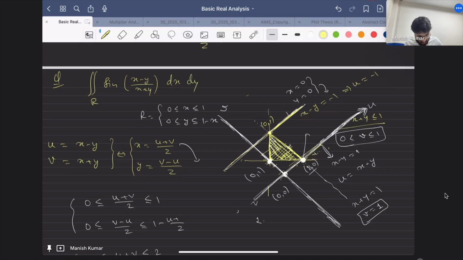Just a second. Where does the minus 1 come from? This was turning out to be x minus y equals to minus 1. The slope will not be that.